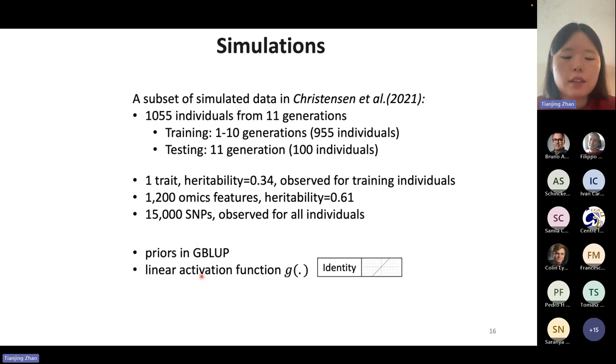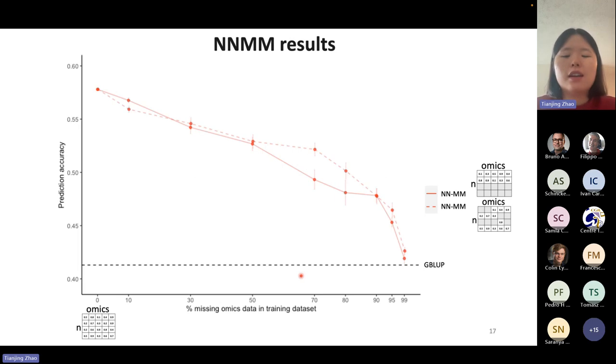Here we use priors in GBLUP for all the mixed models. And we use a linear activation function G, which means now you can just ignore the G here. Okay, so here is a typical result in our paper. In this figure, the x-axis is the percentage of missing omics data. So from 0% means all the individuals have omics data, and here we have larger and larger percentages of missing omics data. And the y-axis is the prediction accuracy of those individuals in the testing data sets. Here these red lines, solid or dashed, are two missing omics scenarios, random missing or this missing pattern.